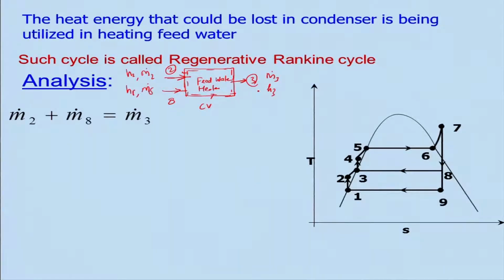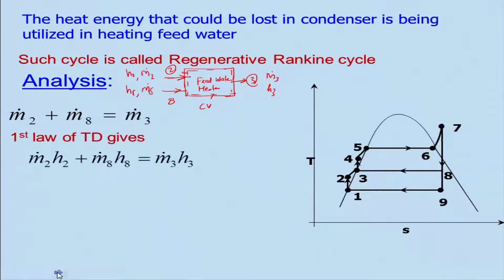We can do a mass balance: the mass flow rate coming from the condenser, after the pump of course, plus the mass flow rate extracted from the turbine is equal to the total mass flow rate which will be feeding into the boiler. That makes sense. Similarly, we can apply the first law of thermodynamics for the energy balance of the feed water heater: m dot 2 h2 plus m dot 8 h8 is equal to m dot 3 h3. This is a simple energy balance.